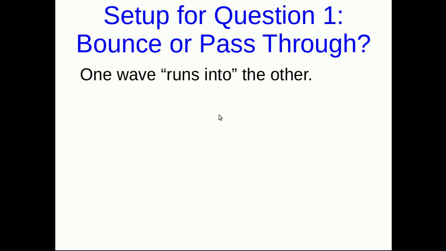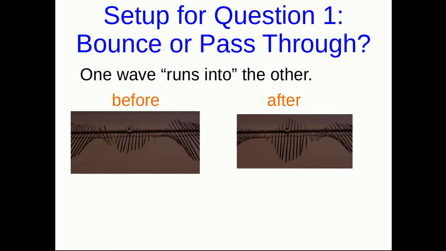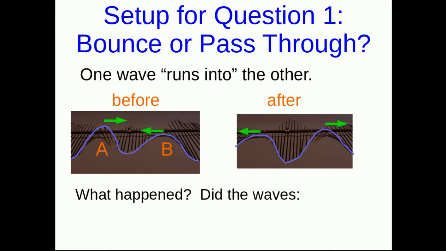So now you have seen the setup for the first of the two questions that I'm going to pose to you. When one wave is running into another, what happens? Here's the before and after picture of these two crests meeting, and I'll put the superimposed traces and their velocity vectors on. Now, if you look carefully at that, you can see what's happened. But let me pose the question very precisely. I'm going to name these two crests A and B and ask what happened.